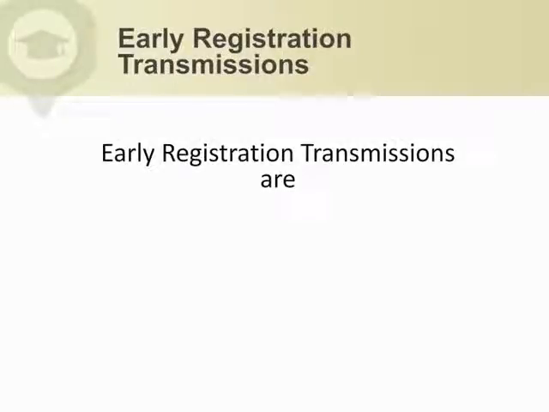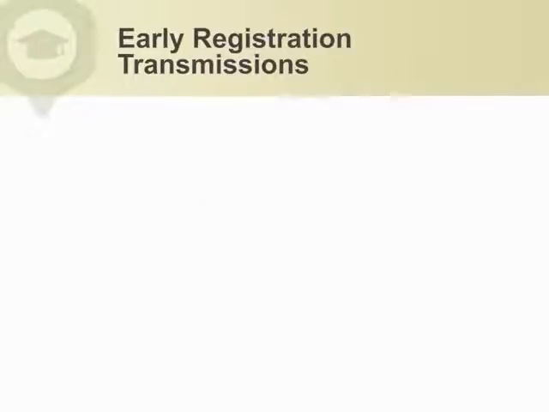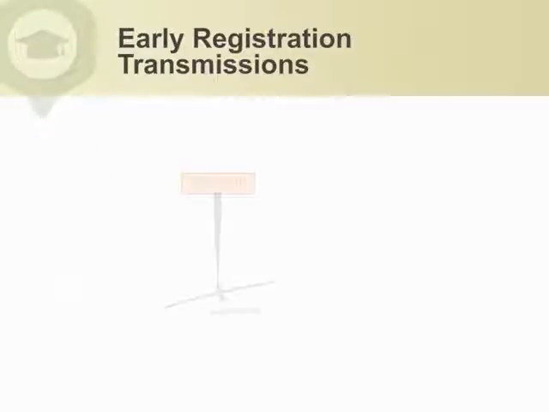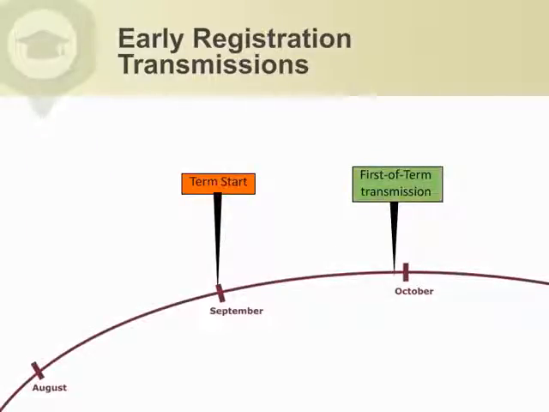Early registration transmissions are completely optional. Schools that send these are usually schools with enrollment over 5,000 who plan to send their first of term transmission more than 18 days after the start of term. These schools are looking for a way to alleviate the large number of requests for enrollment verification they receive prior to their first of term transmission.